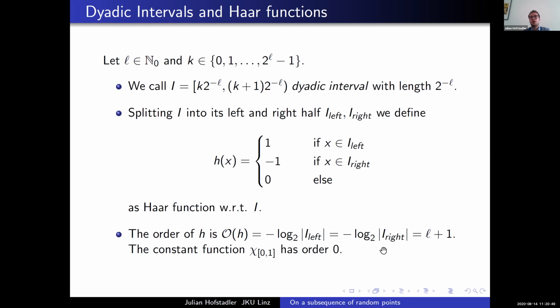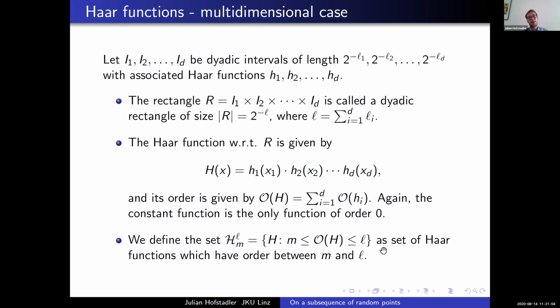This is just because if we add the constant function to the set of all other half functions we have, and we do a proper normalization, then we would get an orthonormal basis of L2. The multidimensional case is not that much different. We need d dyadic intervals with corresponding length and their associated half functions.